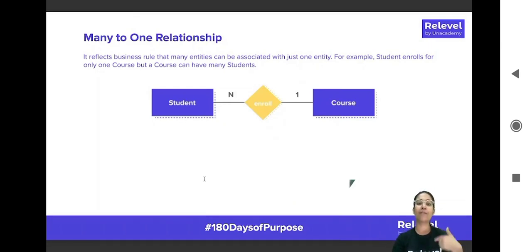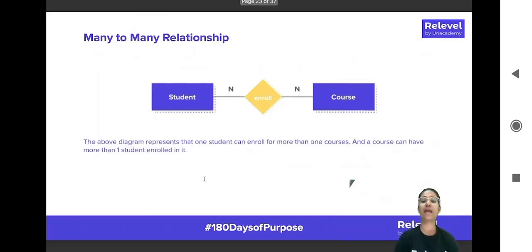When you go for, let's say, maths tuition, you enroll for just one course, and the maths tutor is teaching a lot of students. So the instructor has a lot of students. The course has many students. That is a many-to-one relationship. And many-to-many, this is what the real relationship is.